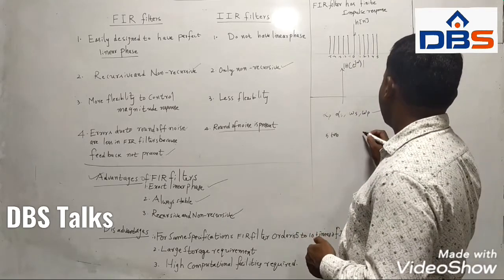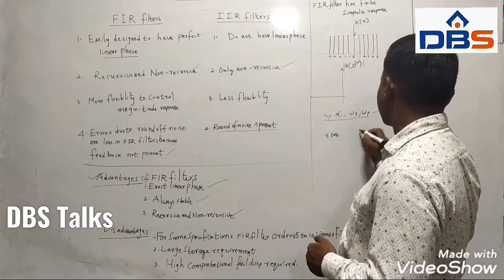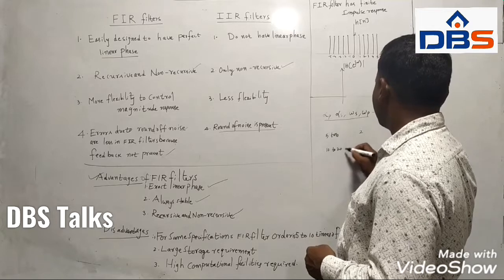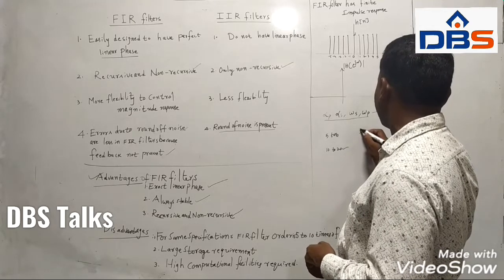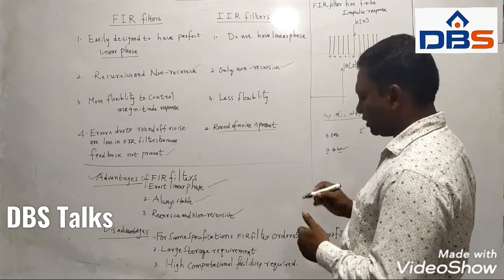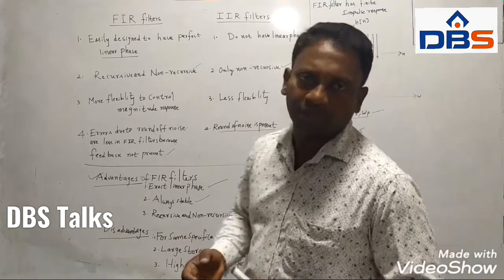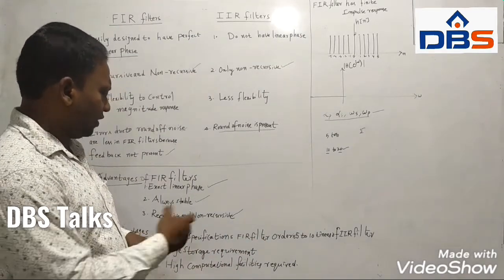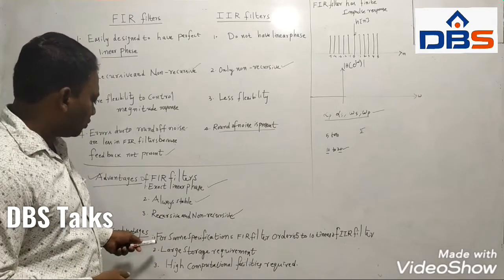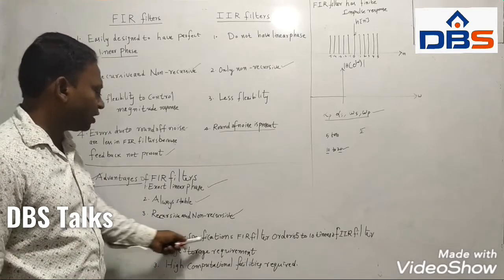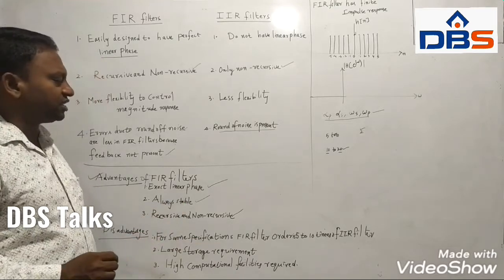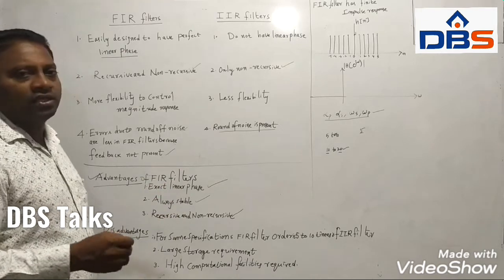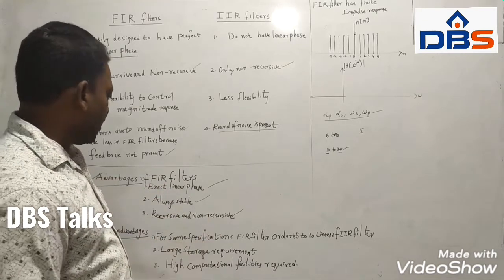Suppose for an IIR filter the order is 2 for the same specifications, then the FIR filter requires at least 10 to 20, varying between 10 and 20. That is one of the main disadvantages of FIR filters. Even if there are major advantages, you will have some disadvantages also. For the same specifications, the order is 5 to 10 times higher for FIR filters than for IIR filters.